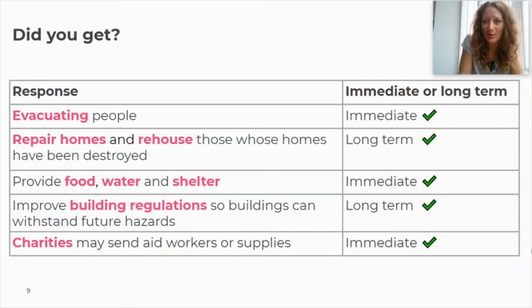Okay, so let's go through the answers. So we had evacuating people. That is an immediate response. Now, we often can't evacuate people from earthquakes because, as I say, they don't know when they're going to take place. But certainly for volcanoes, people are normally evacuated if they believe that that hazard is going to happen.